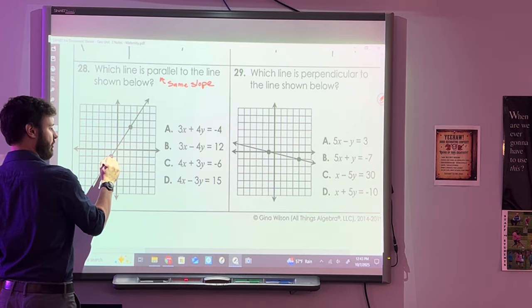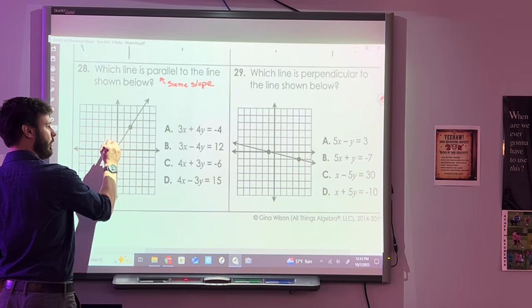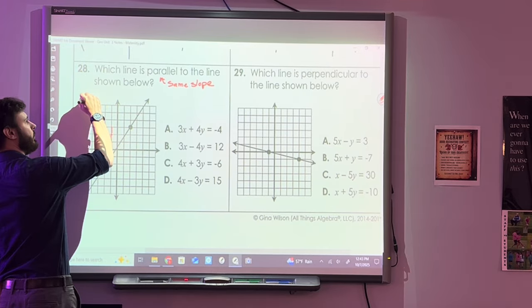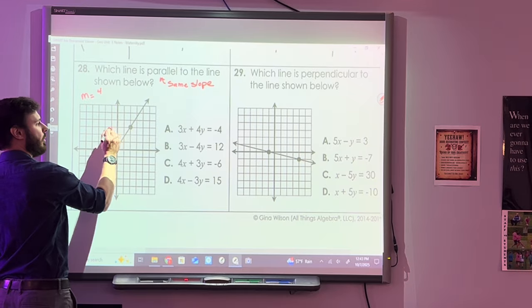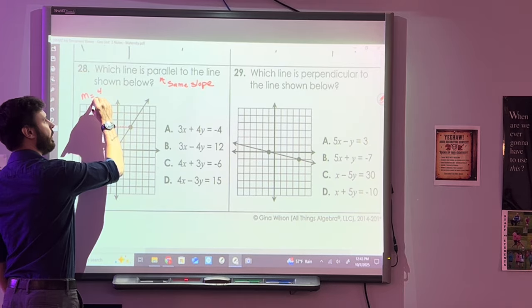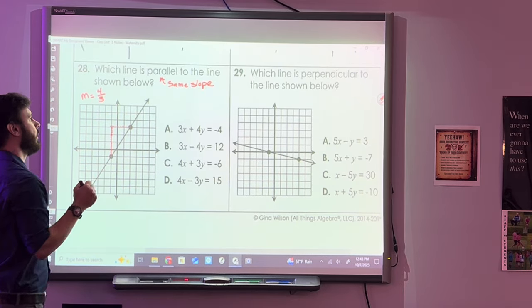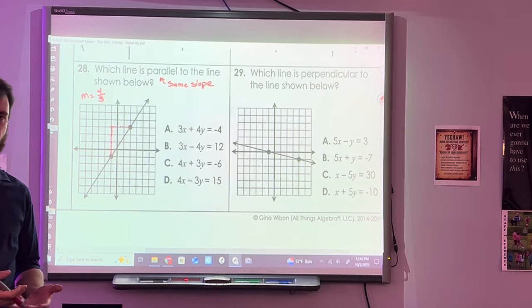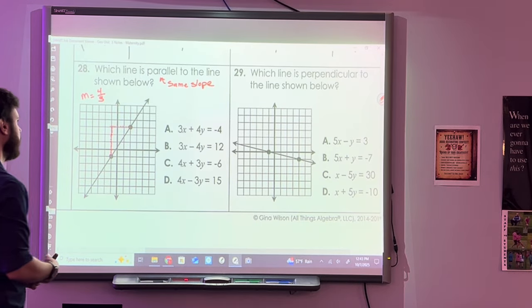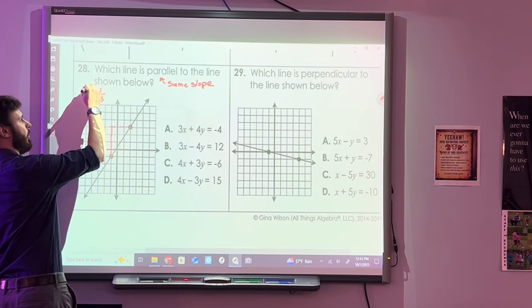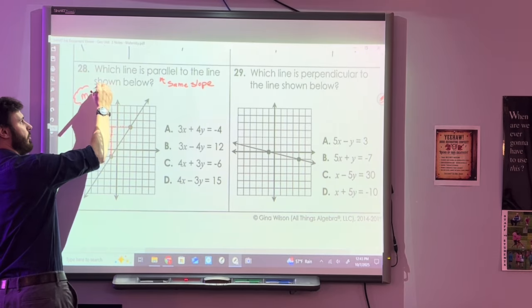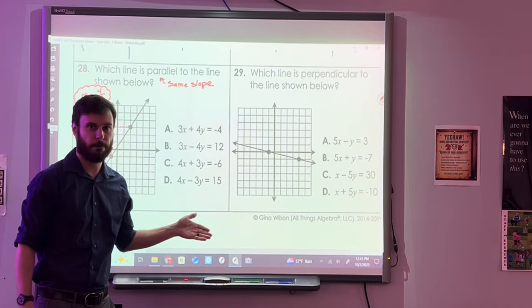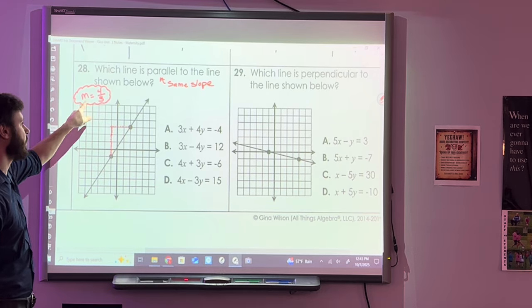Let's see. It has a slope of 1, 2, 3, 4. I'm gonna rise 4. I'm gonna run 1, 2, 3. And actually, I don't need to know the whole equation because I only care about the slope. So I'm gonna forget about the y-intercept. I'm gonna see which one of these down here has the exact same slope as this.